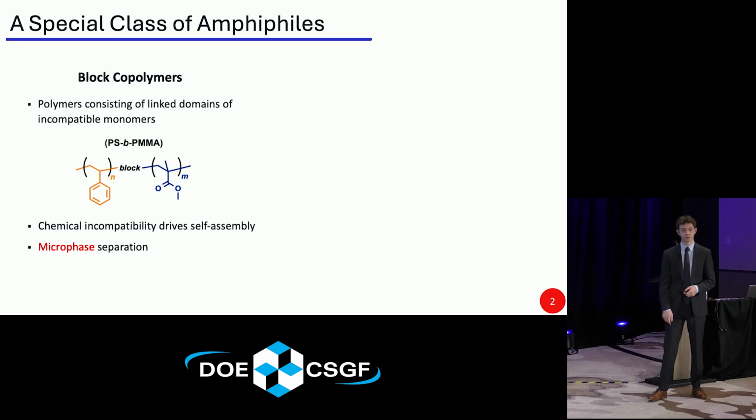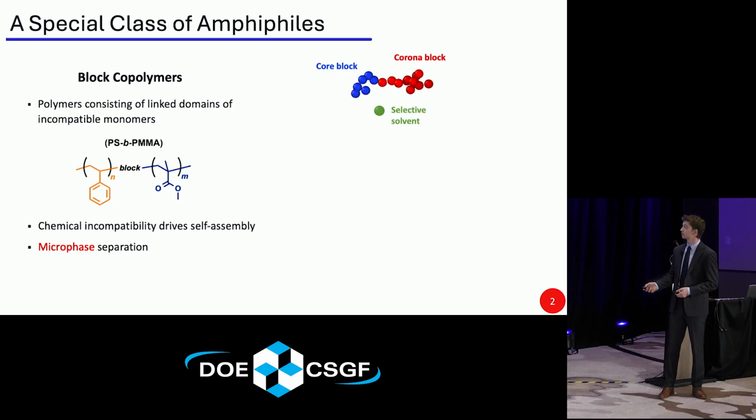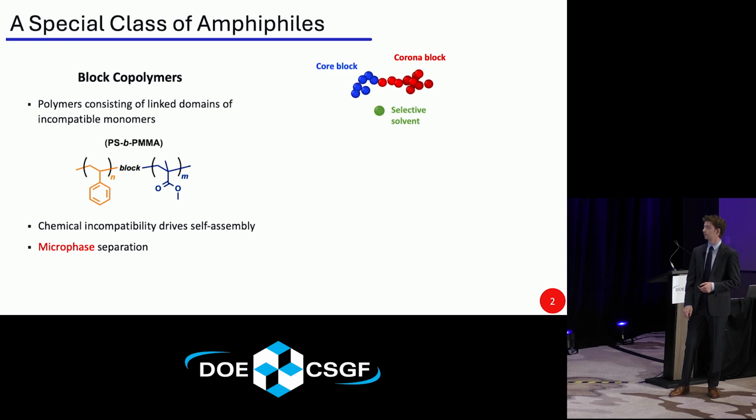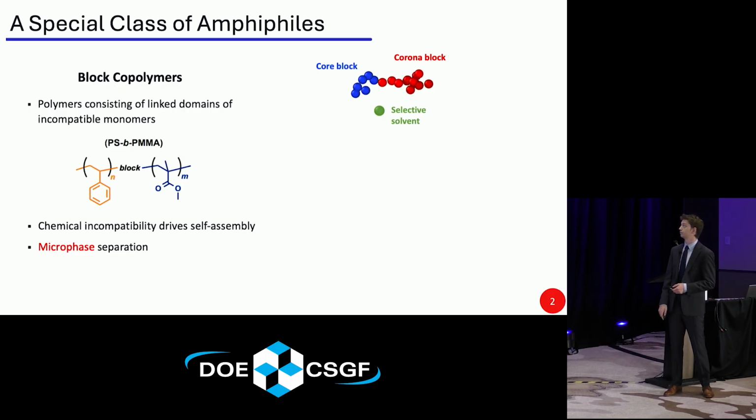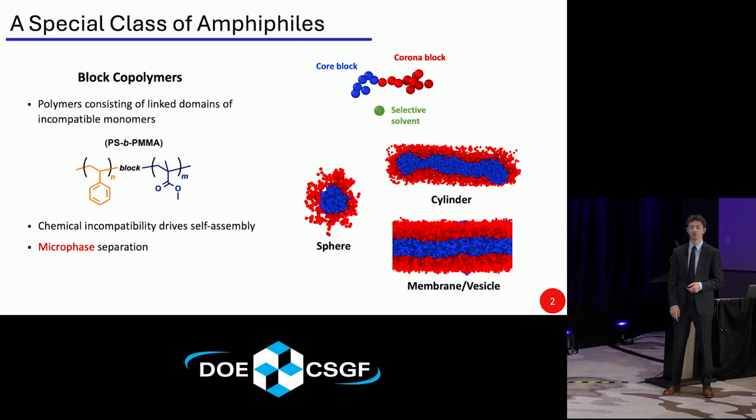In the context of solutions of block copolymers, you have polymers immersed in a selective solvent, and in the polymer physics community, we call the block that forms the center of the micelle the core block, the block that forms the outside of the micelle the corona block, and the solvent is a selective solvent. So if you have a polar solvent, then your core block is going to be hydrophobic, and your shell block or corona block is hydrophilic. Depending on the relative size of the two blocks, you can get different structures. For example, spheres, cylinders, and in the extreme case of a very long core and a short corona, like a phospholipid, you get membranes and vesicles.